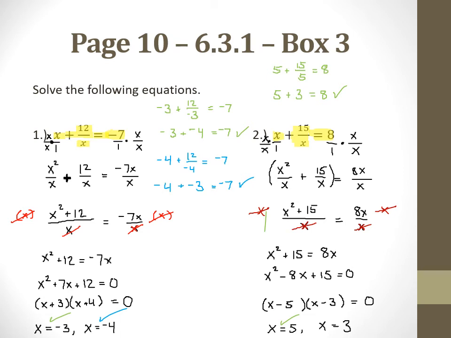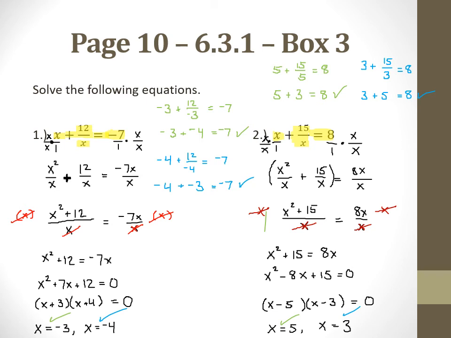Yes, it does. Real solution. And positive 3, let's try that one out. 3 plus 15 over 3 equals 8. 15 over 3 is 5. So 3 plus 5 equals 8. Yes, it does. That one is also a real solution. So it is possible that both solutions are real, not too many are extraneous, but we are only on the first half of this learning target.